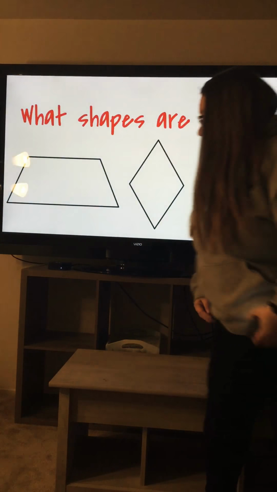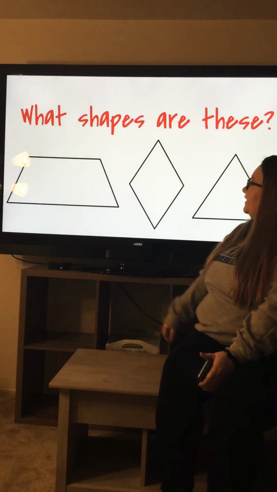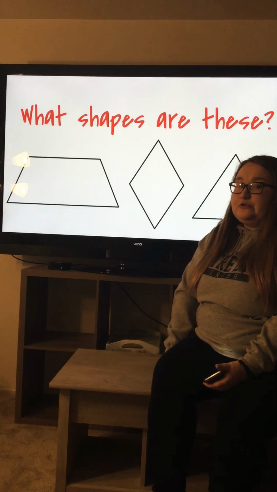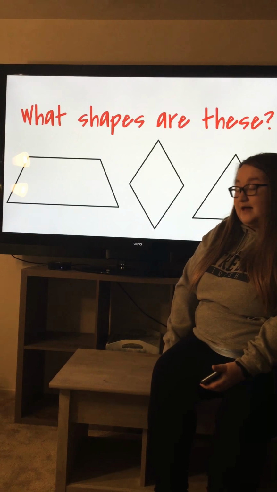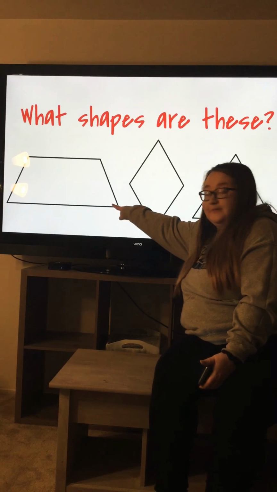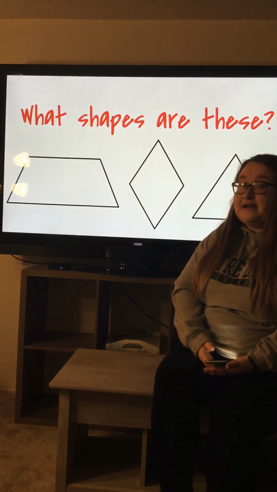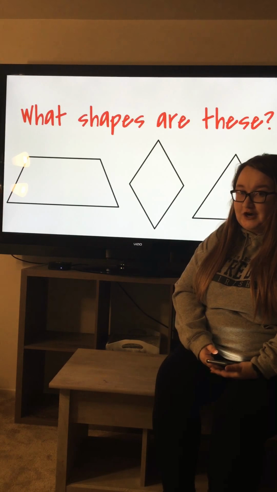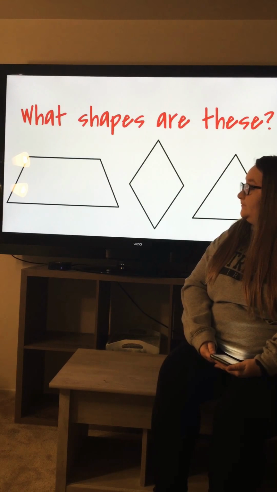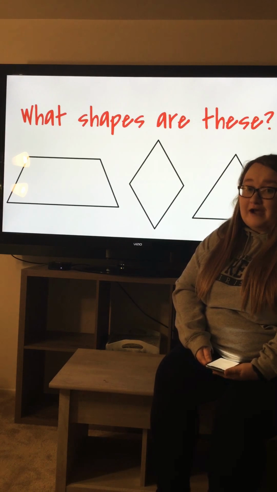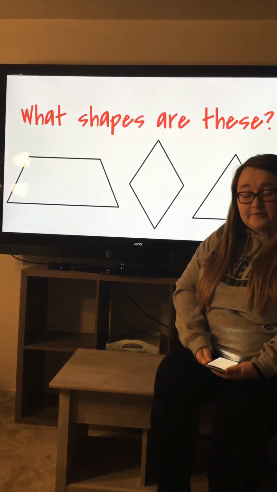Now I want you to take a look at the shapes up here. This is something we use the shape tools for in our classroom. Look up here. Now take a minute and think about what shapes these are. You can write it down if you'd like, or just keep it in your mind.